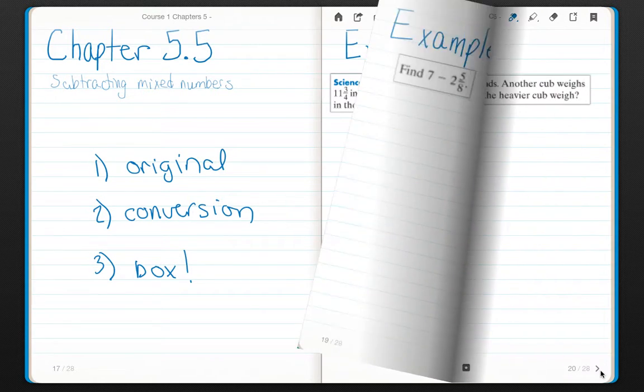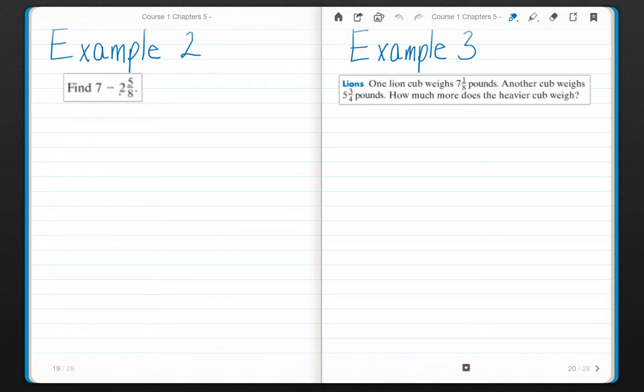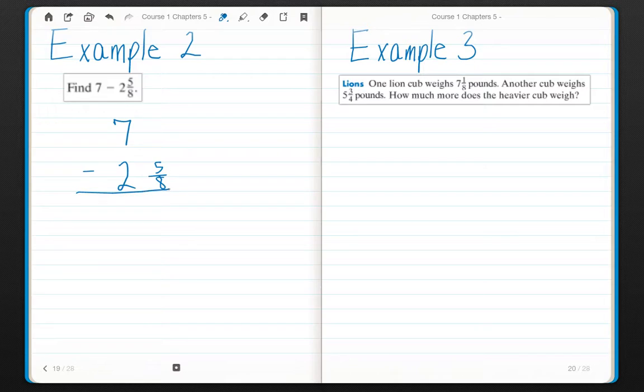All right, example 2. Find 7 minus 2 5/8. Now here is why I am going to insist that you write your problems vertically. 7 minus 2 5/8. I have no fraction here to subtract from. So a common mistake is that you just take this 5/8 and take it straight down into your answer. However, that is incorrect. You cannot do that. You have to be able to subtract.